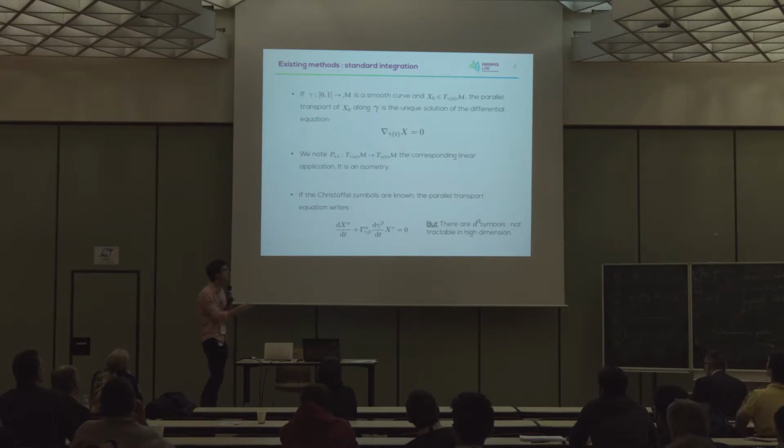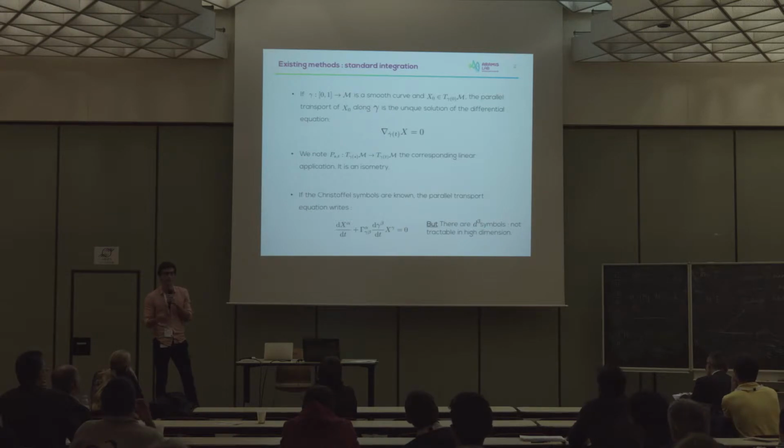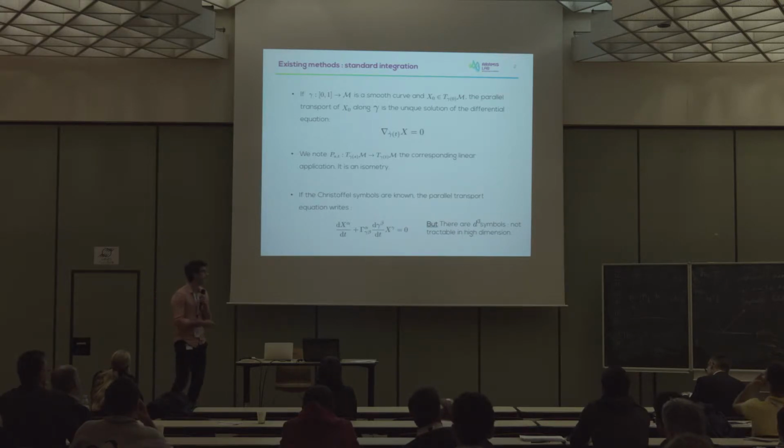But the problem with this is that you have to compute the Christoffel symbols. So if you want to integrate the equation, you need to access the value of the symbols at a lot of points on the geodesic, along the curve on which you are transporting. And there are d cubed symbols if d is the dimension of the manifold. So in general, this will not be tractable.